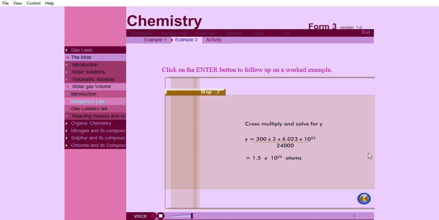Step 2. Cross-multiply and solve for Y. Y is equal to 300 multiplied by 2 multiplied by 6.023 multiplied by 10 to the power of 23 divided by 24,000, which is equal to 1.5 times 10 to the power of 22 atoms.